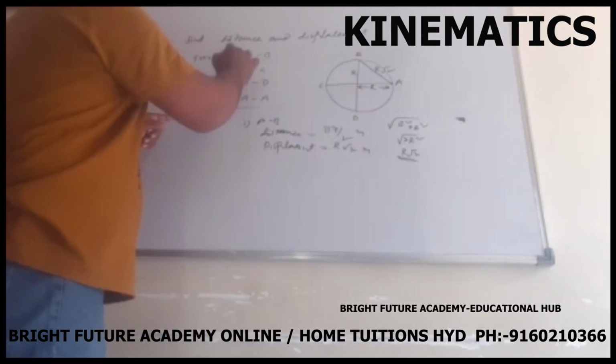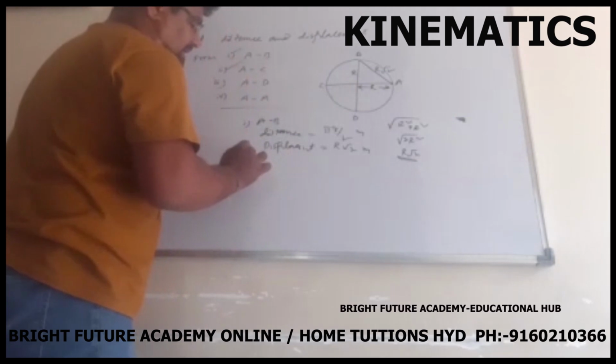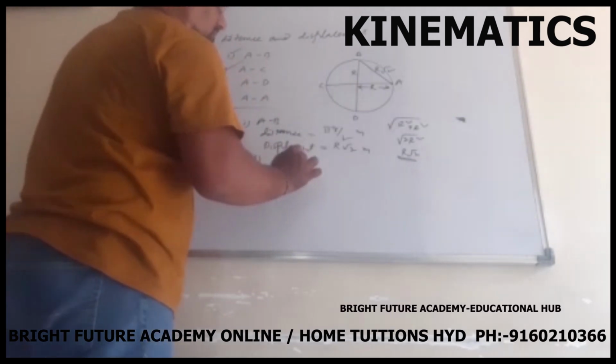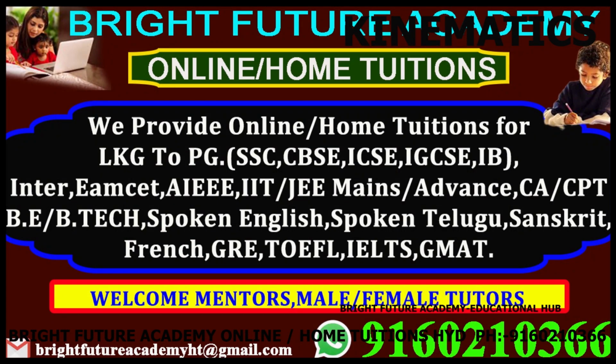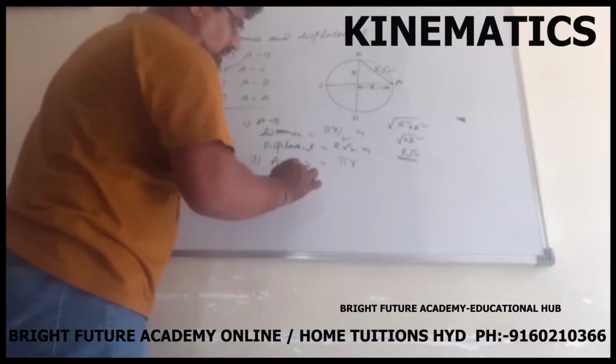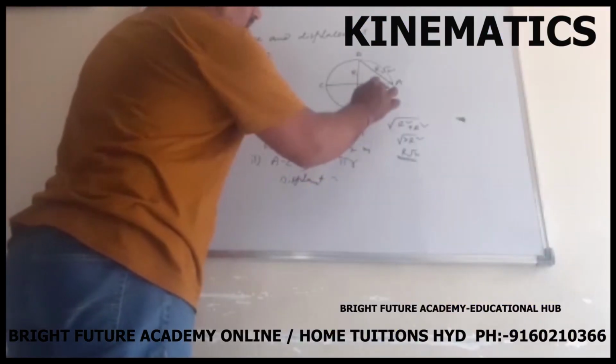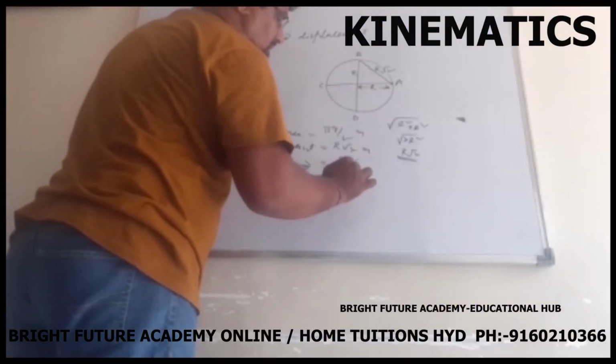First case done. And what is the second one? In the second case, from A to C, the distance is pi R. And what is the displacement? R plus R, it is 2R.